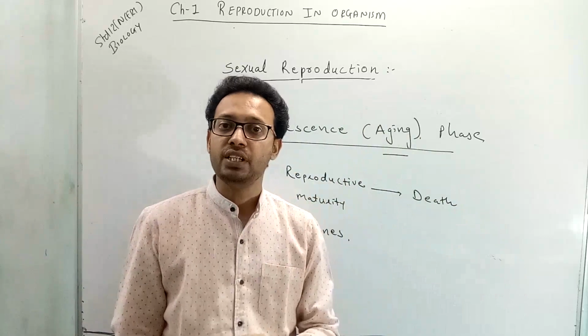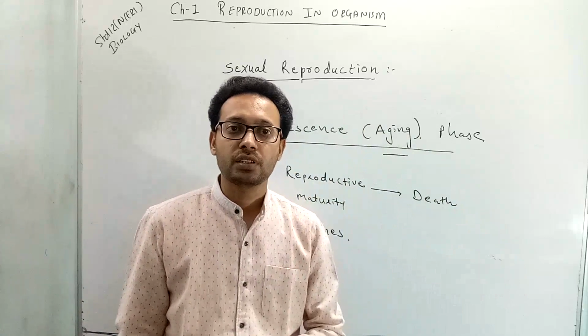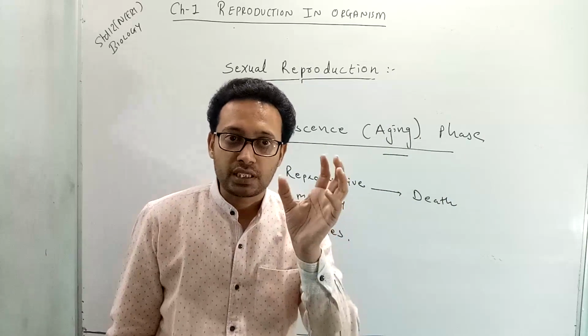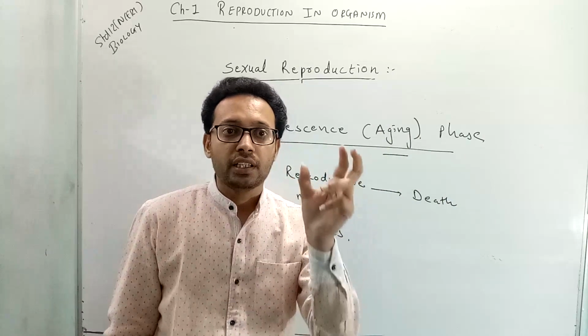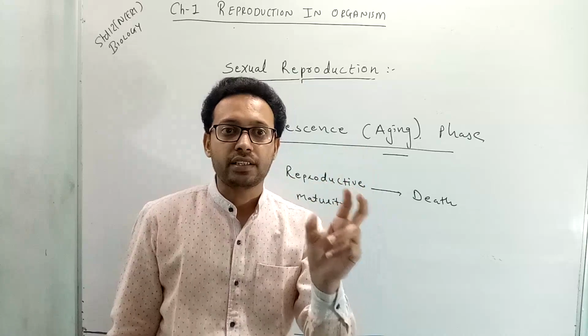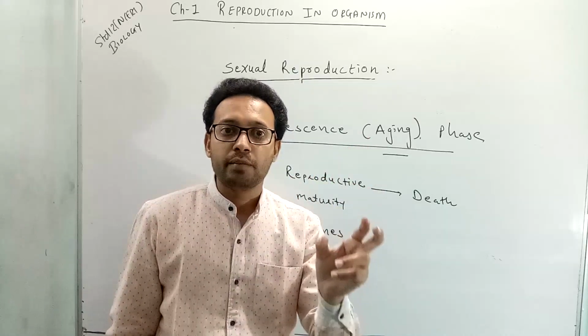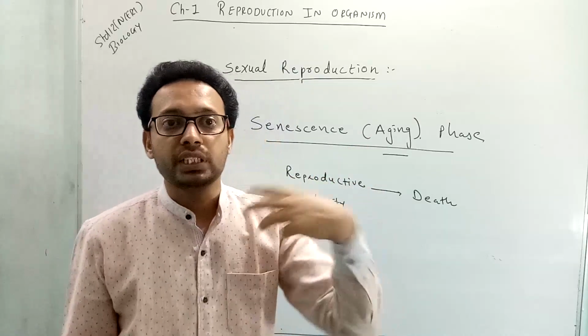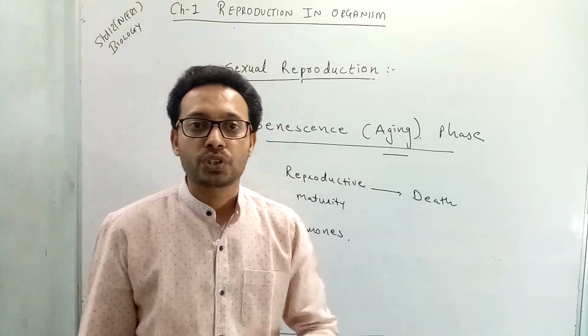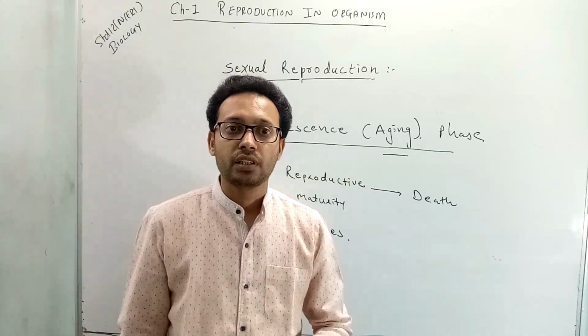In a plant, the same phase can be called a vegetative phase. Reproductive phase means this is a phase where the animal attains certain characters in its life and becomes sexually capable of reproducing gametes and reproducing sexually. This is called the reproductive phase.